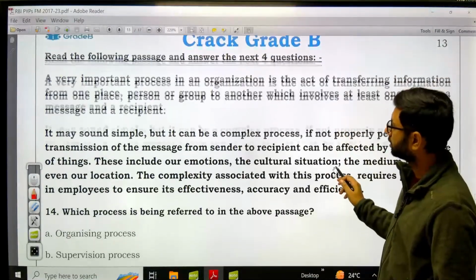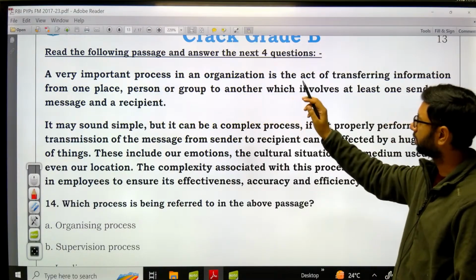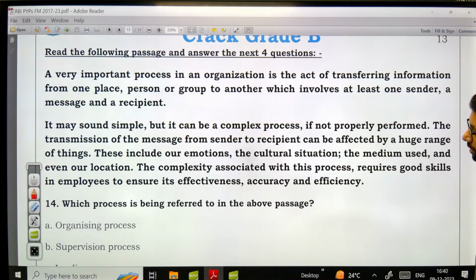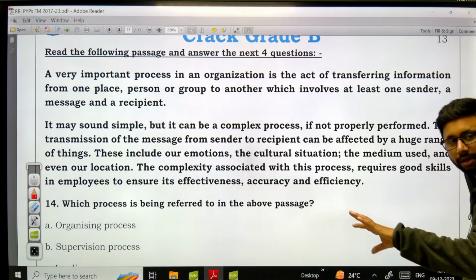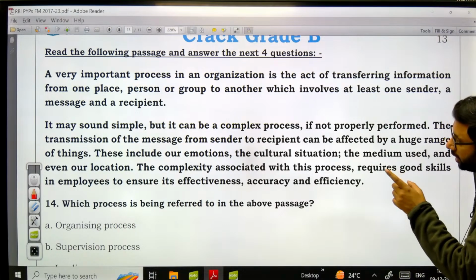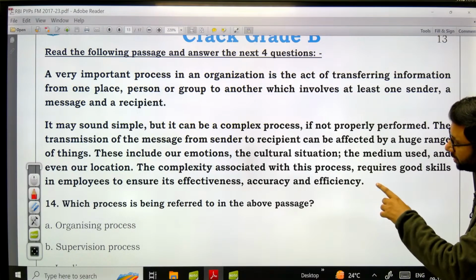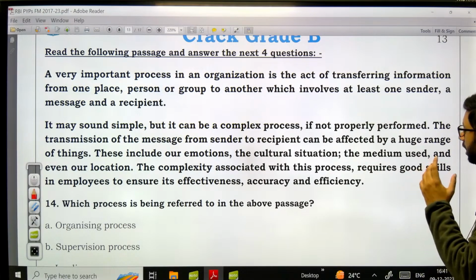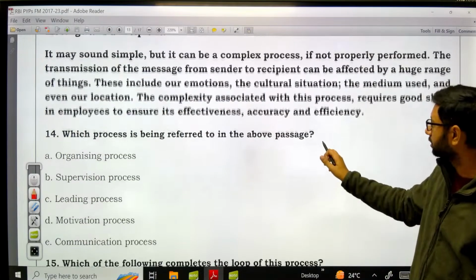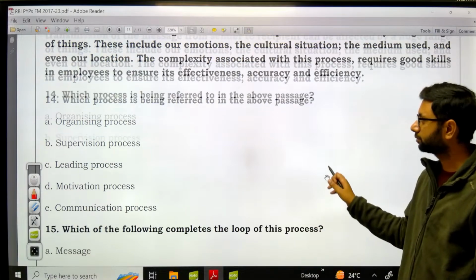Read the following passage and answer the next 4 questions. Okay, so read carefully. A very important process in an organization is the act of transferring information from one place, person, group to another, which involves at least one sender, message and a recipient. So by reading the first paragraph, we've understood that it is about the communication process. Okay, it may sound simple, but it can be a complex process. If not properly performed, the transmission of the message from sender to recipient can be affected by a huge range of things, and these include our emotions, cultural situations. Obviously, that is also talking about communication barriers. Okay, so let's see the questions.